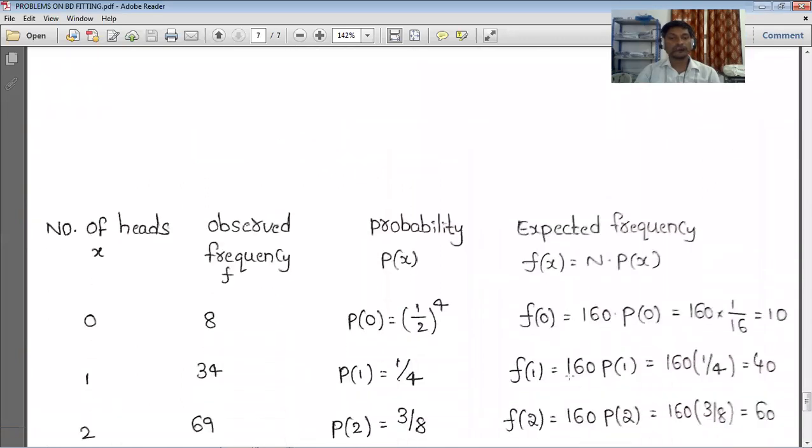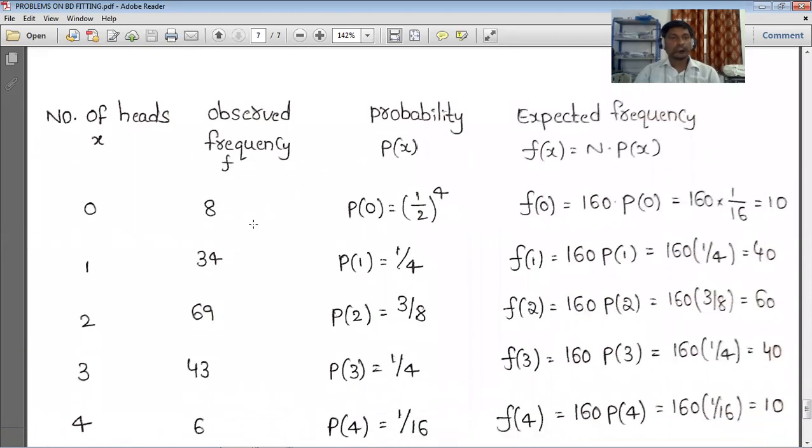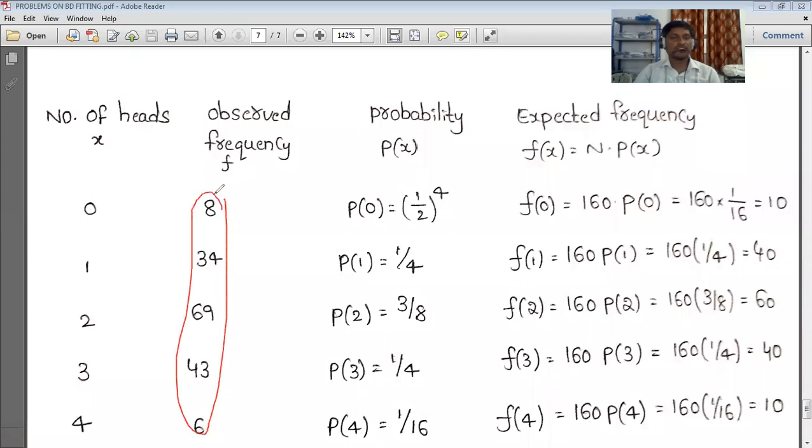So let us see whether we got those values or not. Here it is. The number of weights and the observed frequencies they already gave in the problem: 8, 34, 69, 43, 6. And next, P(0) we calculated, right? We got the value 1/16. P(1) we calculated as 1/4, P(2) as 3/8, P(3) as 1/4, and P(4) as 1/16.